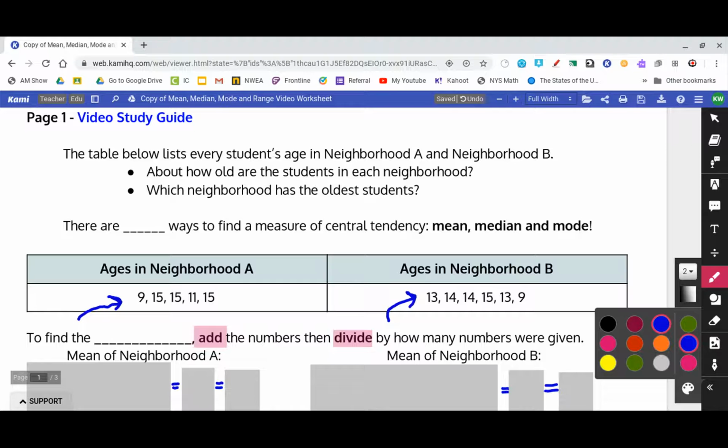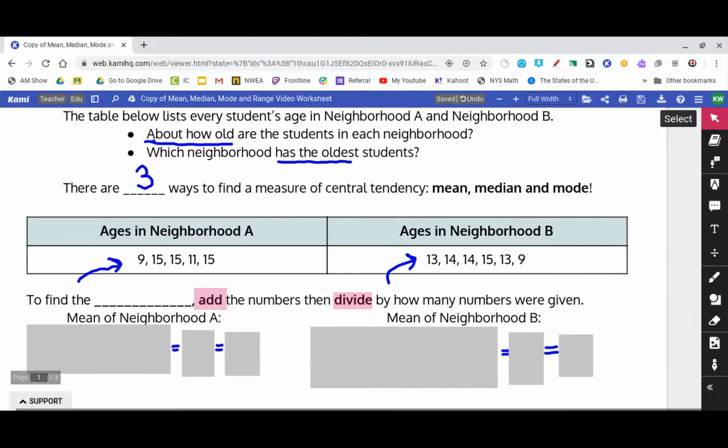Now these are just a list of numbers to me that don't really have any meaning. But what if they asked me about how old the students are in each neighborhood? Or what if they asked me to compare the neighborhoods? Which neighborhood has the oldest students? Now, to do this, you could find a measure of central tendency. And there are 3 ways to find a measure of central tendency: the mean, median, and mode.